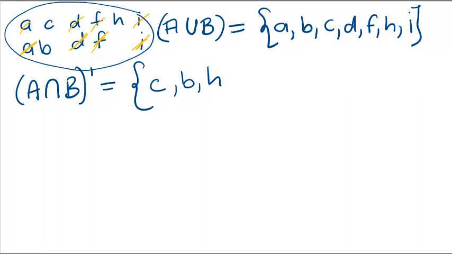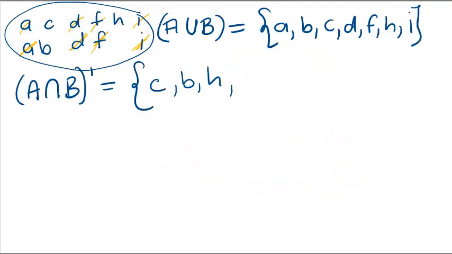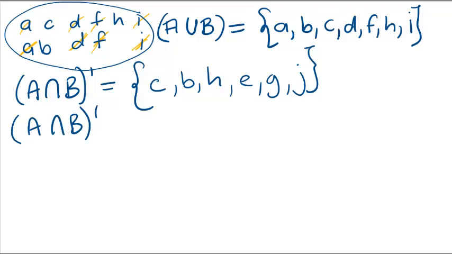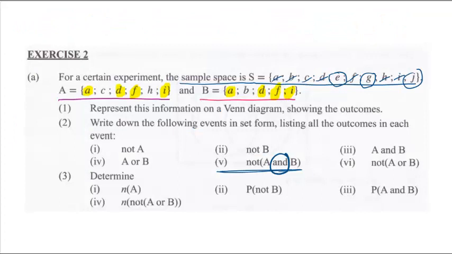But now let's check what's in the sample space. E, G, J. So what I'm going to do is I'm just going to rewrite that in alphabetical order. Not A and B is going to be B, C, E, G, H, J. Close curly bracket. And the next one says not A or B.